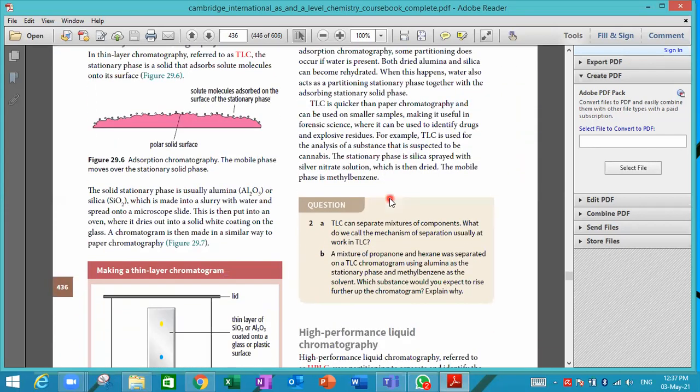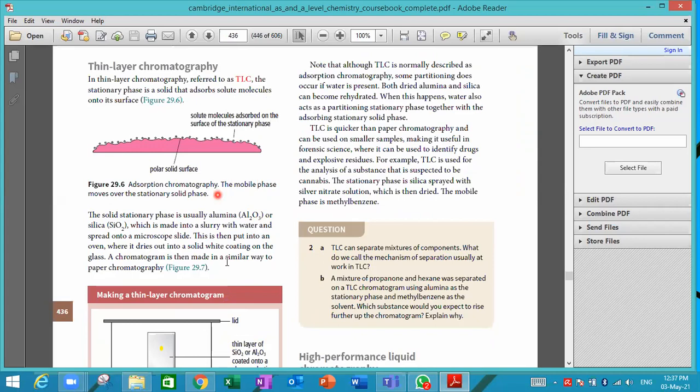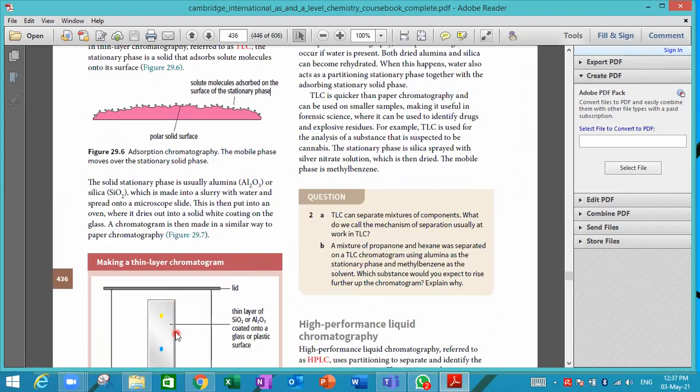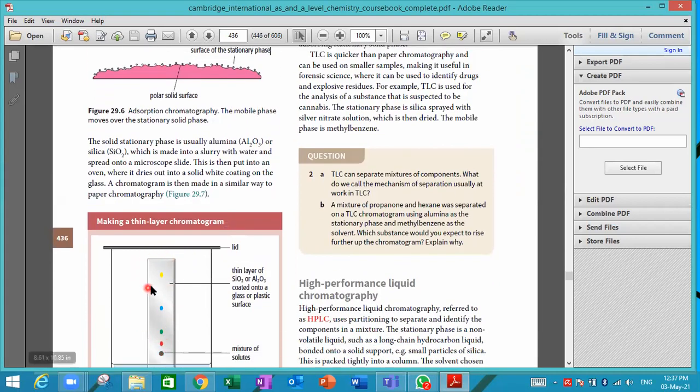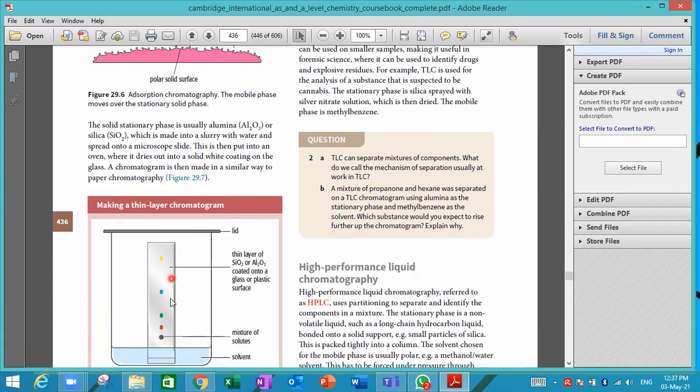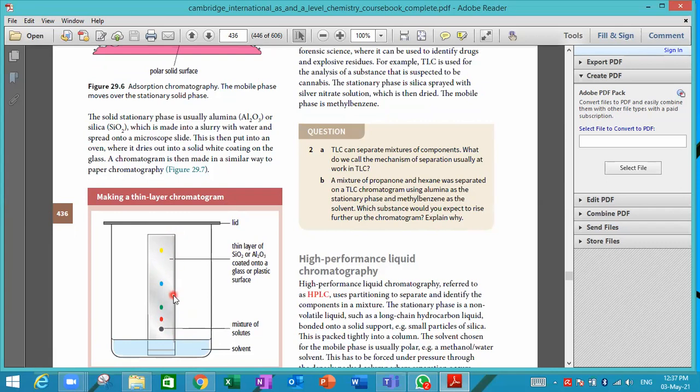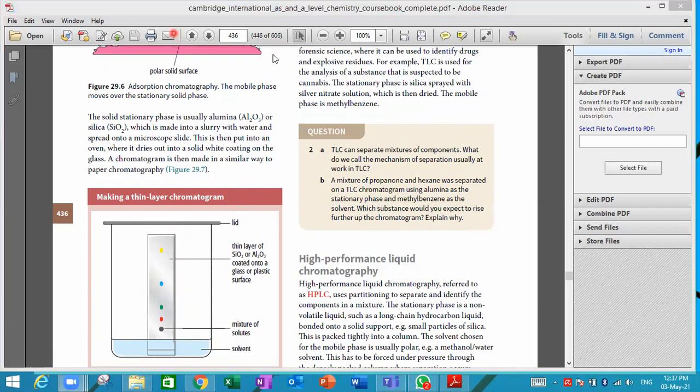But in the thin layer chromatography, our stationary phase is going to be a piece of glass or a piece of plastic, a solid material. And then we make what we call a slurry of alumina. This is alumina, which is the aluminum oxide, or silica, which is silicon 4 oxide. We make a slurry with water.